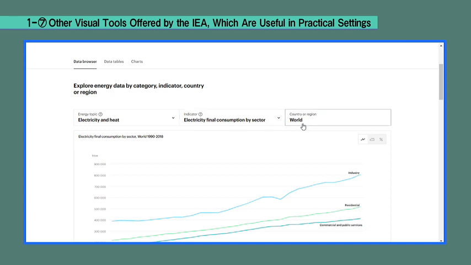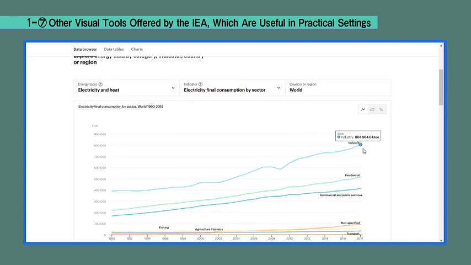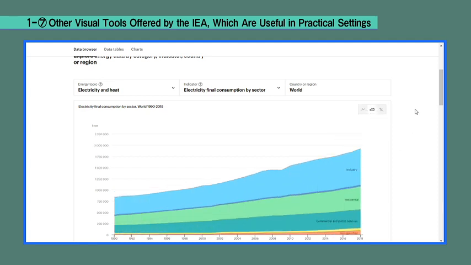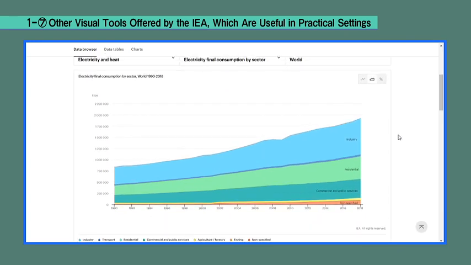This is an example for the world. These lines may be a little hard to see. The right side shows graphic functions. Select area chart and you see global electricity consumption, which is used the most by industry, followed by residential and commercial and public services.